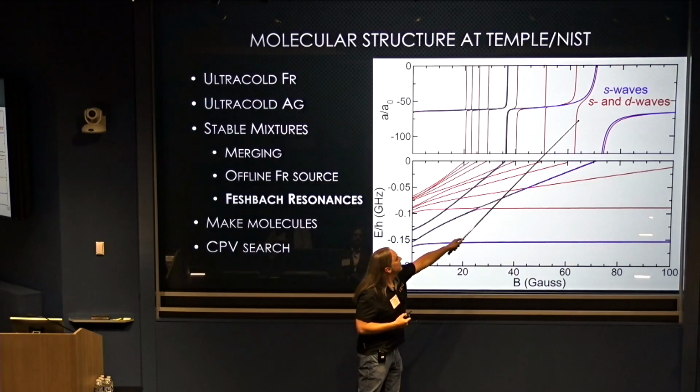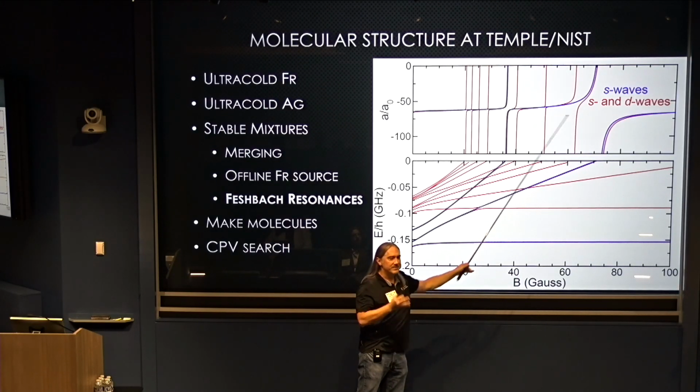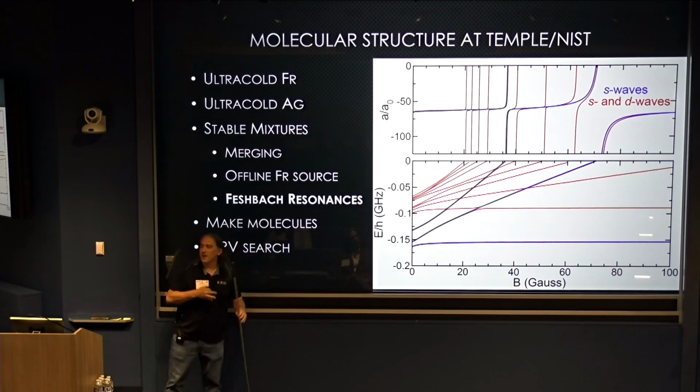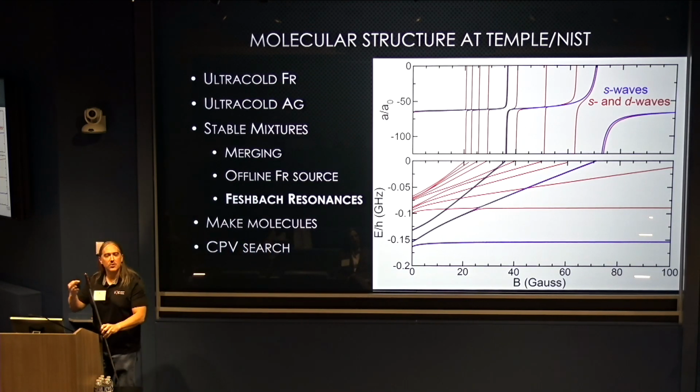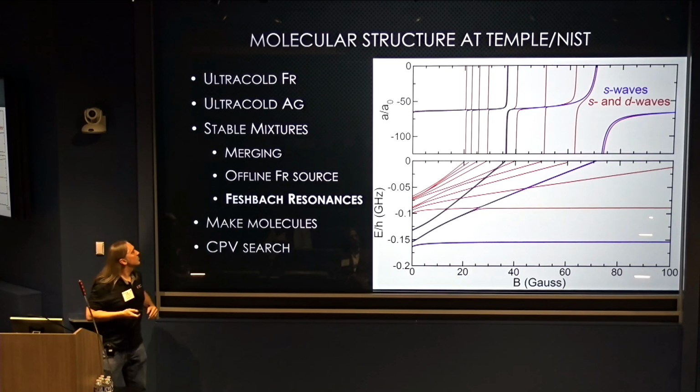And in particular, this one here, from my experimentalist eye, it looks great. Got a good width, should be nice and stable. We can tune attractive interactions, repulsive interactions, strong, weak, however we'd like. So the system looks very promising for control into the future.